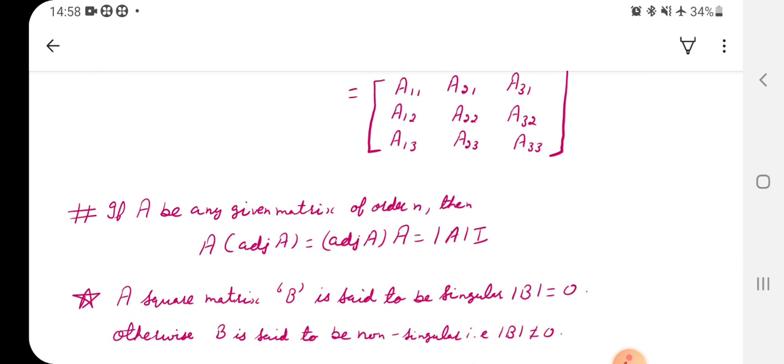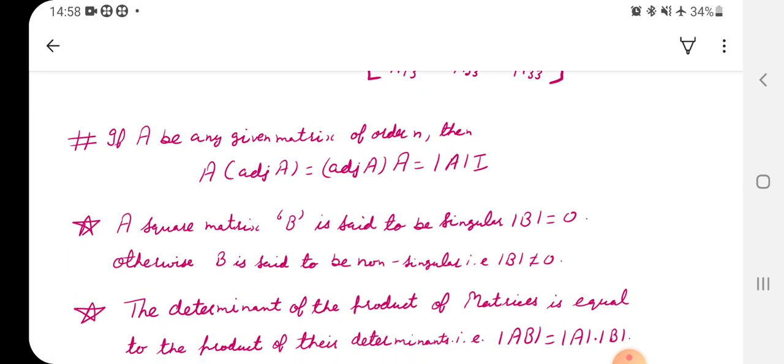Now one important result which says if A is any given matrix of order n, then A into adjoint of A will be equal to adjoint of A into A, equal to determinant of A into I. So this will be your result.